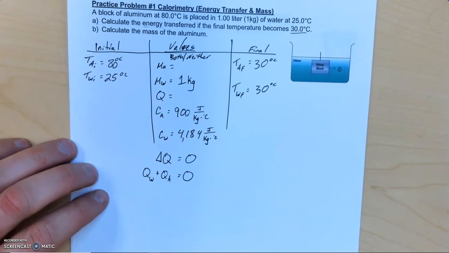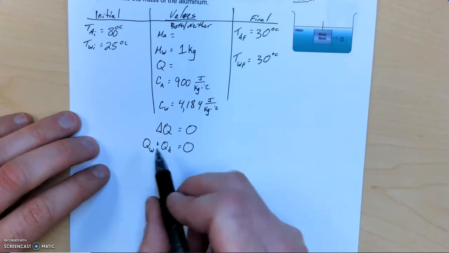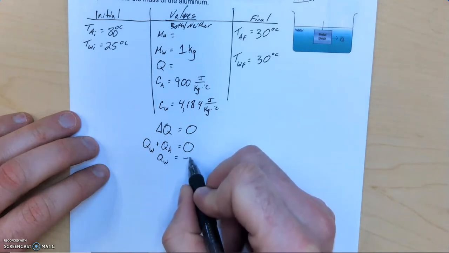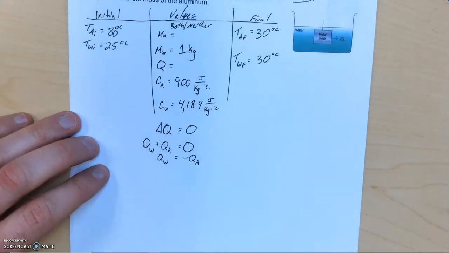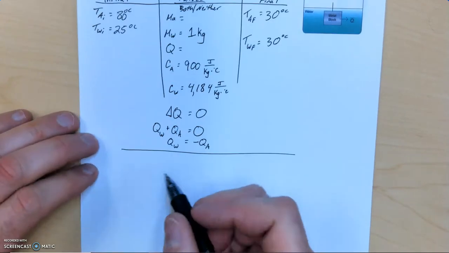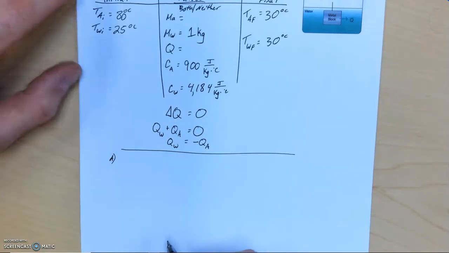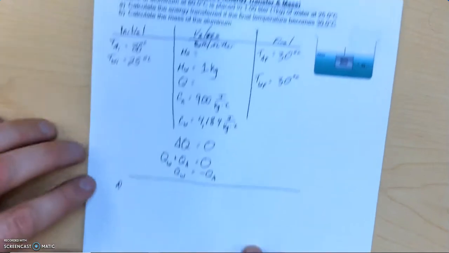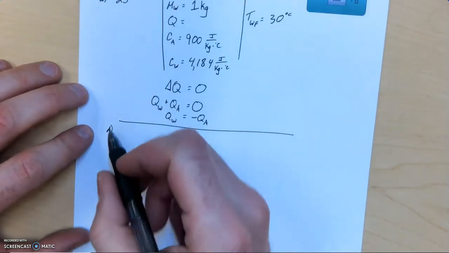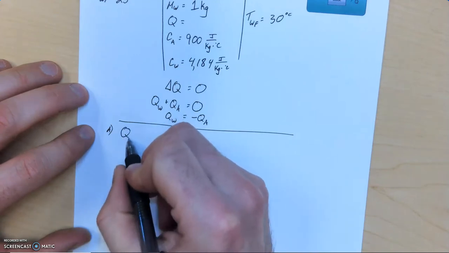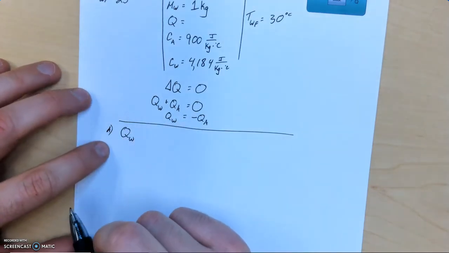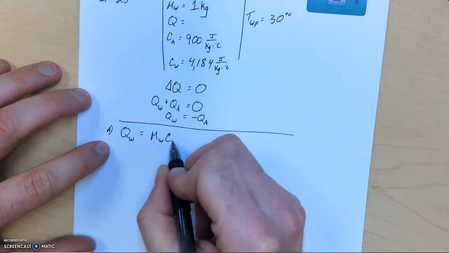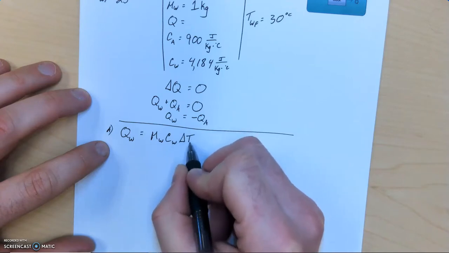Okay? And let's try to figure out what the energy transfer of the water is. So we'll move the Q of aluminum to the other side, and we'll start with that. All right, so let's solve for A. Part A up here says calculate the energy transfer if the final temperature becomes 30 degrees. So we'll come down here, and we're going to use the formula that I pointed out on your sheet. The energy transfer of the water is going to be equal to the mass of the water times the specific heat of the water times the temperature change of the water.